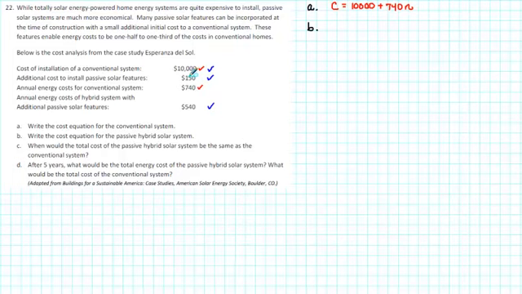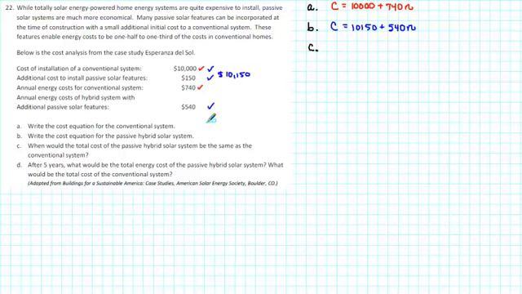So the $10,000 and the $150, those are one-time costs. And then the variable cost is the $540. So together, $10,000 and $150 is $10,150. So our equation will be C is equal to $10,150 plus 540 multiplied by N.